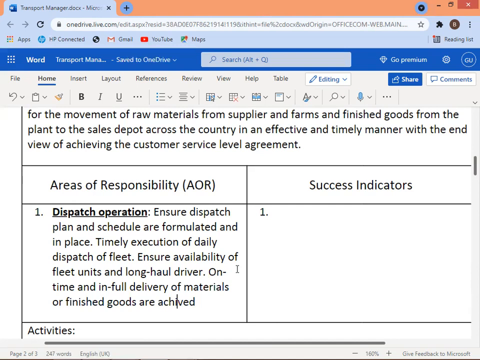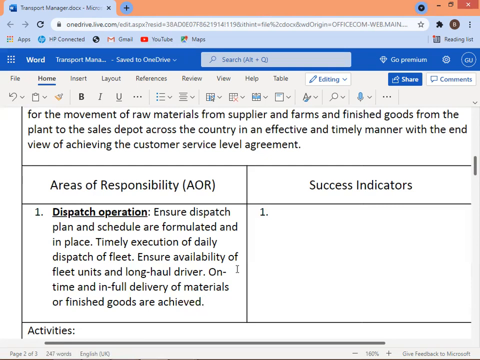Wrong spelling. Okay, are achieved. I think that's it, right? For the dispatch operation, those are the things that you need. Ensure dispatch plan and schedule are formulated and in place. Timely execution of daily dispatch of fleet. Ensure availability of fleet units and long haul driver. On time and in full delivery of materials and or finished goods are achieved.